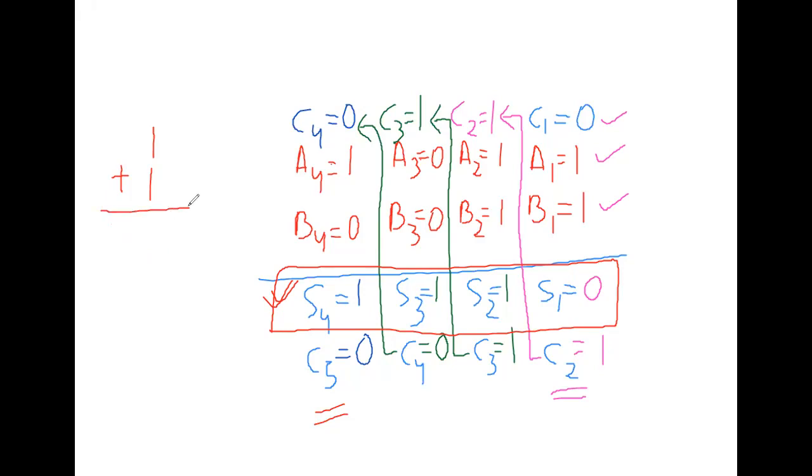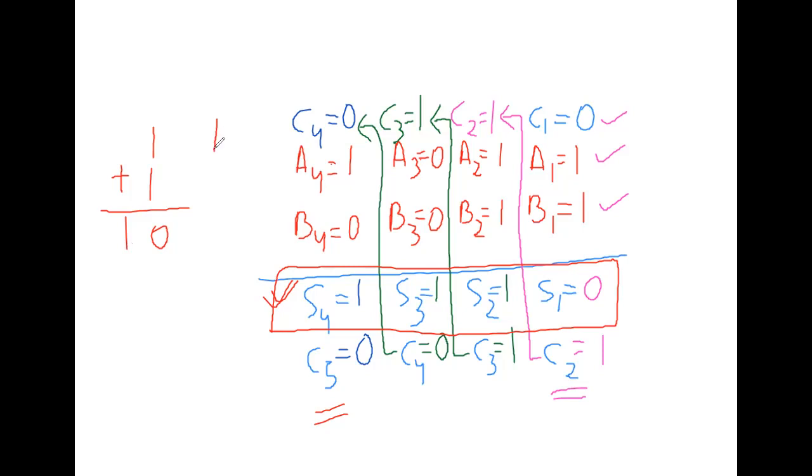So 1 plus 1 is 0 with carry 1. Carry 1 means it will be in like this. Understood this one? 1 plus 1 is 0 with carry 1 means I should write like this. So this is not 10, this is 1 0. Okay, because we are not adding decimal numbers.